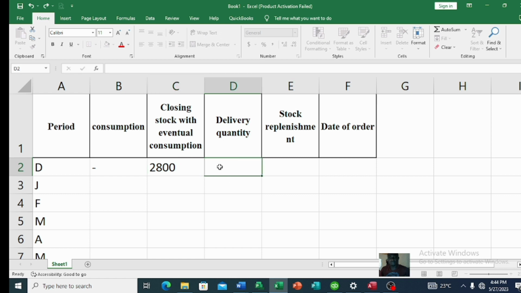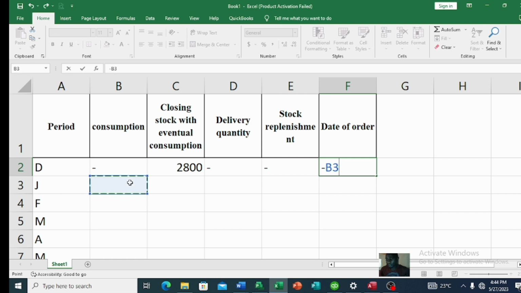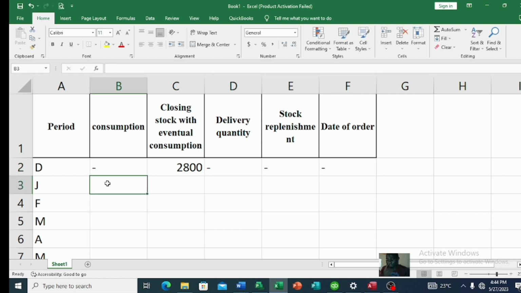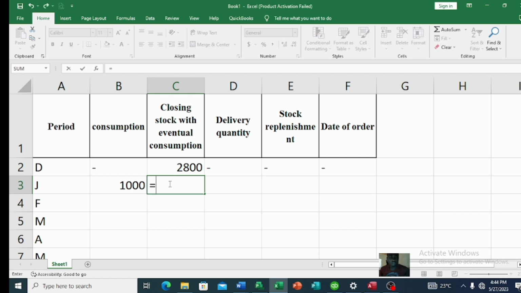So here we have our dash, the same as the one with the constant quantity. Then the consumption for the month of January: 1,000 units were consumed. So to know what is left, as usual, you take what is found in stock and consume 1,000 from it. Take this away from this. Punch it on your calculator, please. It's 1,800.